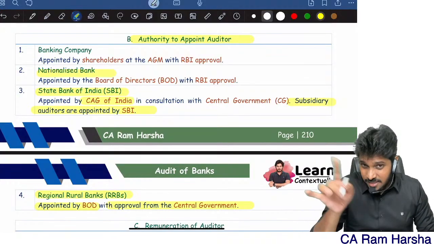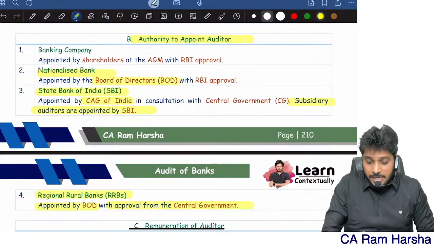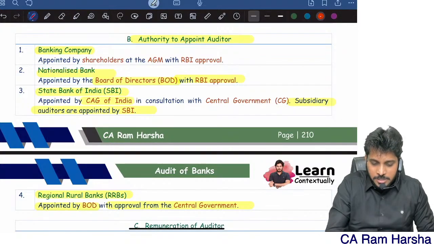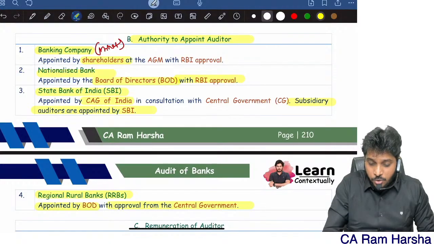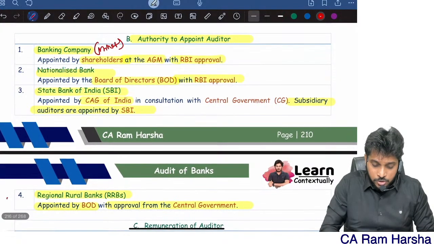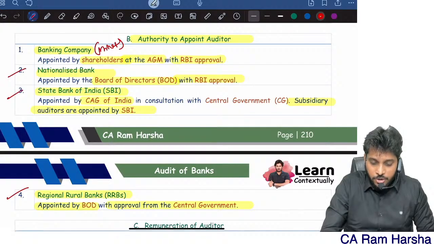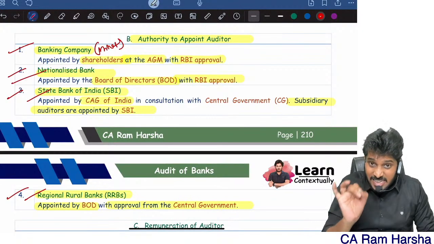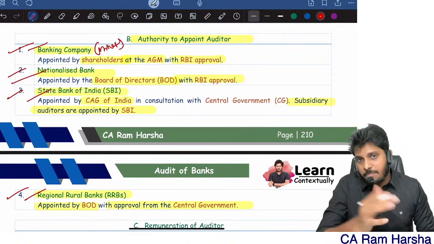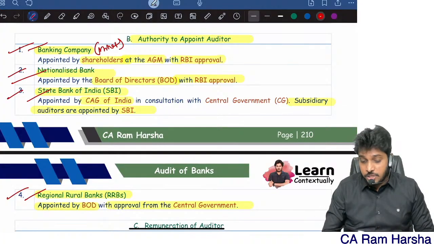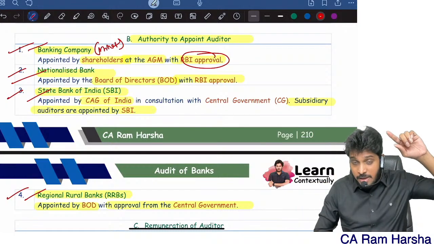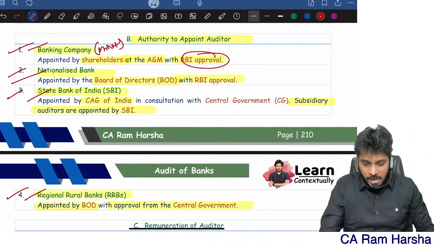For the remaining nationalized banks other than SBI, the directors of the bank will appoint with RBI approval. Then all other banking companies, meaning all private banks, are covered. For them, the auditor will be appointed by shareholders at the AGM with RBI approval. So first read this, then this, then this, and at last this. RRBs, SBI, other nationalized banks, then the remaining banks, meaning private banks, where shareholders will appoint in the AGM, provided RBI approves the auditor recommended in the AGM.